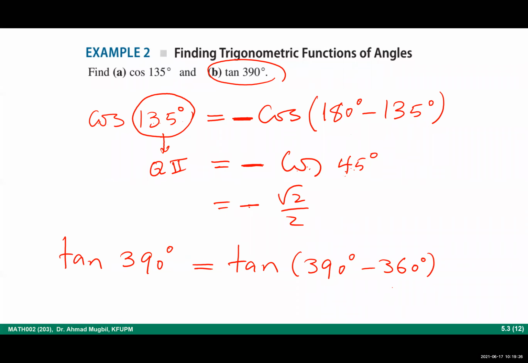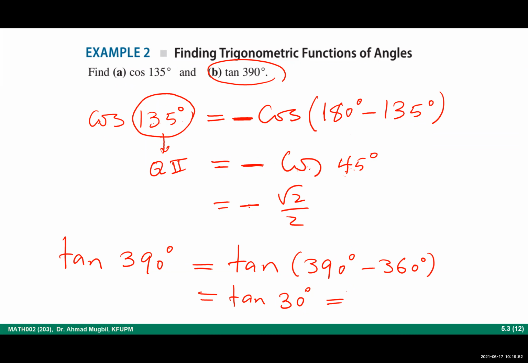I will mention this later. When we add or subtract 360, we have the same angle. We are at the same quadrant. We don't go to another quadrant. So this is why no positive or negative sign is needed here. Now this will be equal to tan what? Tangent 30. 30 is in the first quadrant, so it is the same as its reference. Done.